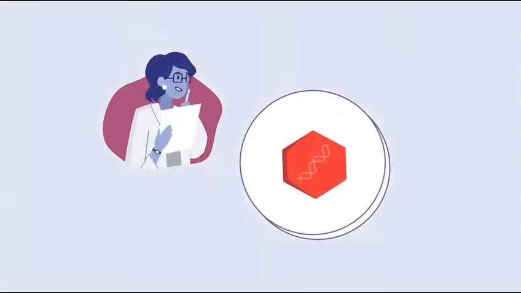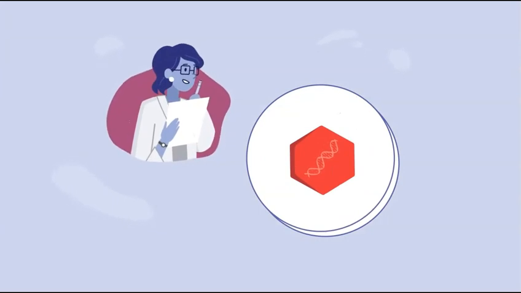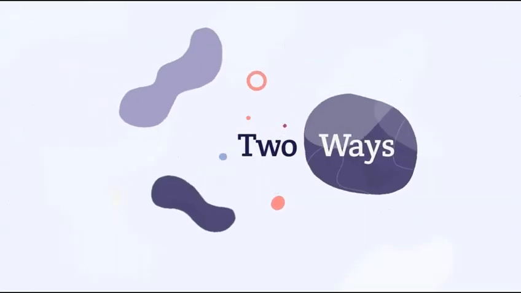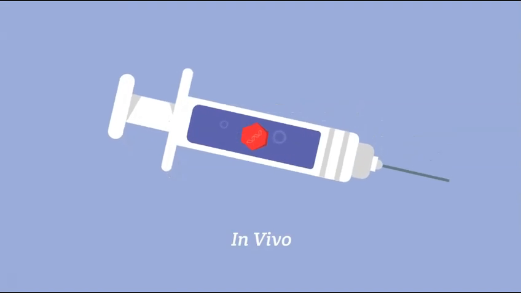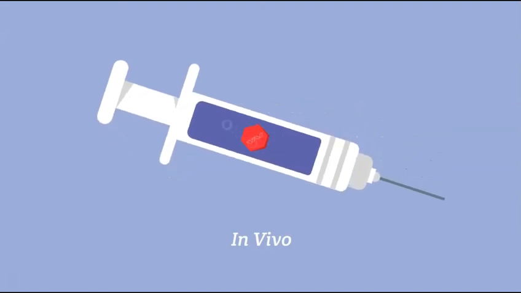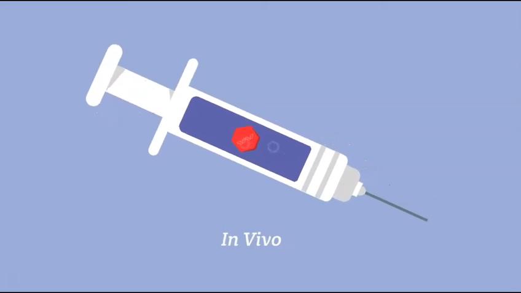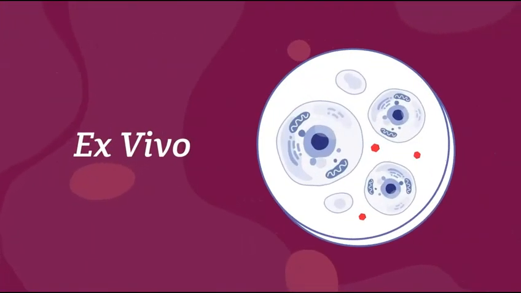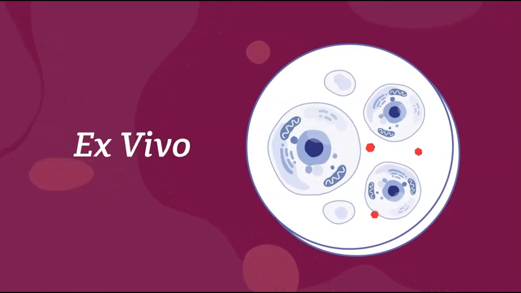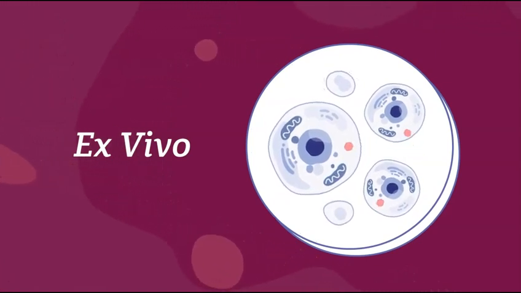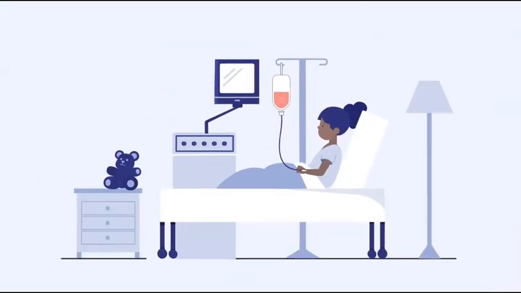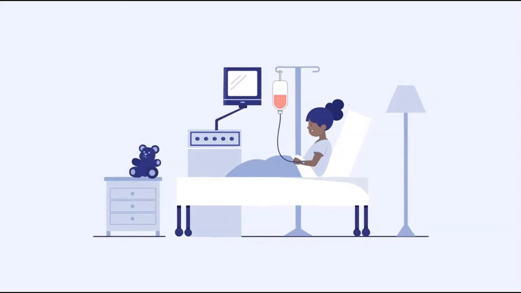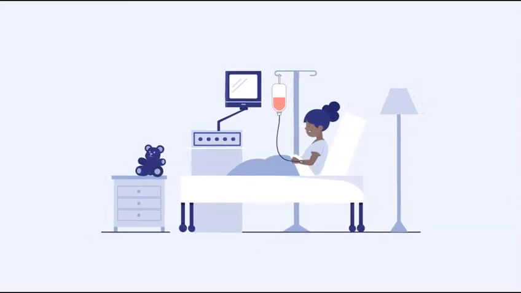All vectors are tested many times for safety prior to being used in humans. There are two main ways to give gene therapy: in vivo and ex vivo. In vivo gene therapy means the gene is delivered directly into the person, such as through an injection. Ex vivo gene therapy removes the person's own cells and delivers the gene to these cells outside the body. These modified cells are then returned to the person. Deciding the right approach depends on the best way to target the disease.